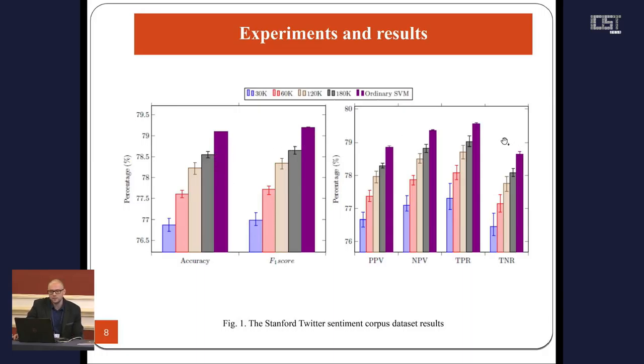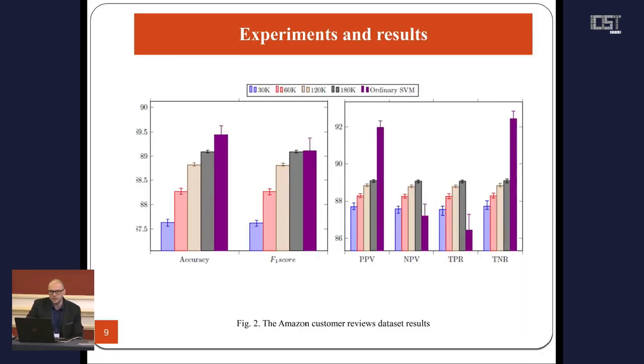These are the results of our experiments. As we can see, in the case of accuracy, we do not get the same results as the ordinary SVM. It's a little bit less, but the main thing of this research was to improve classification speed. In this case, we lost maybe about 1%, but in other diagrams we will see how much the speed increased. This is the experiment on the Stanford Twitter sentiment corpus dataset, and this is for Amazon as well.